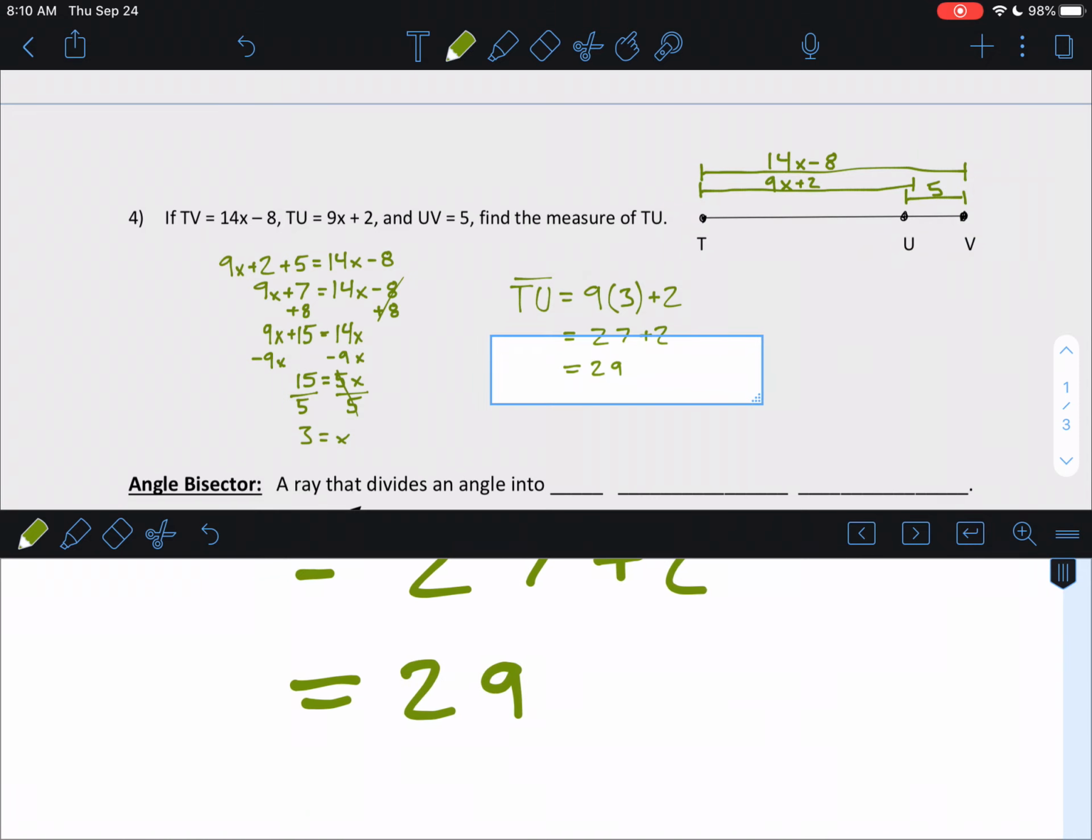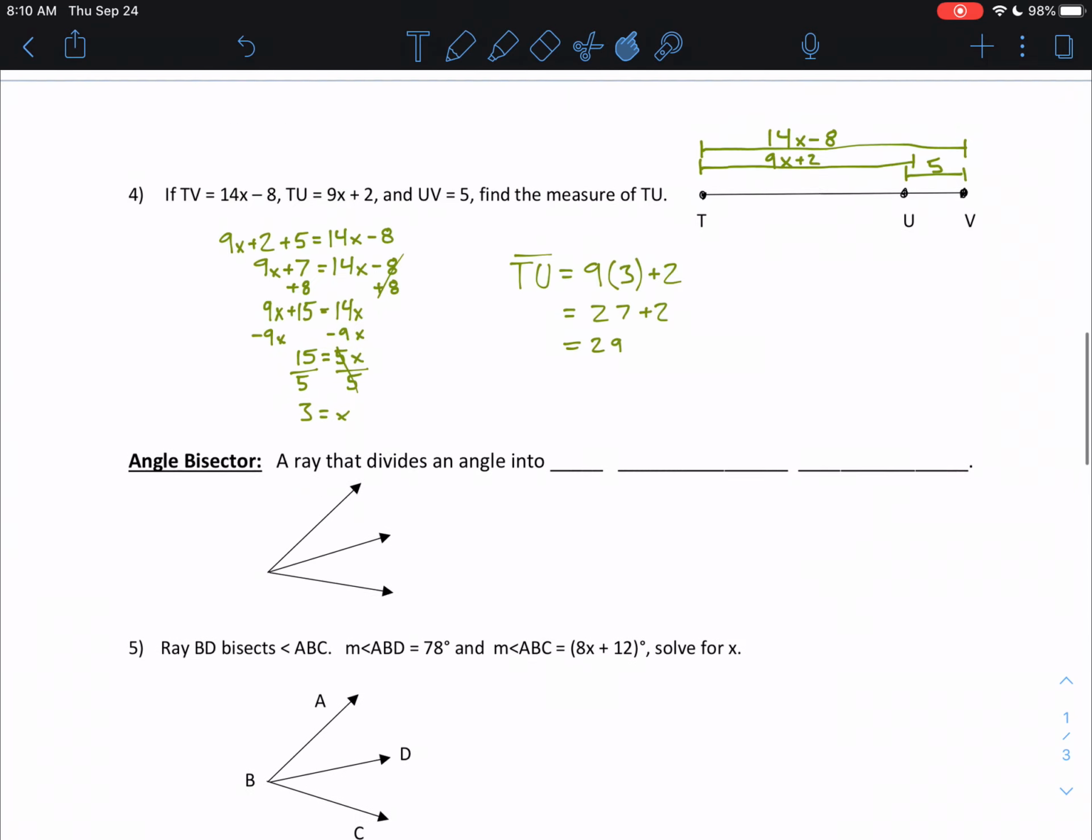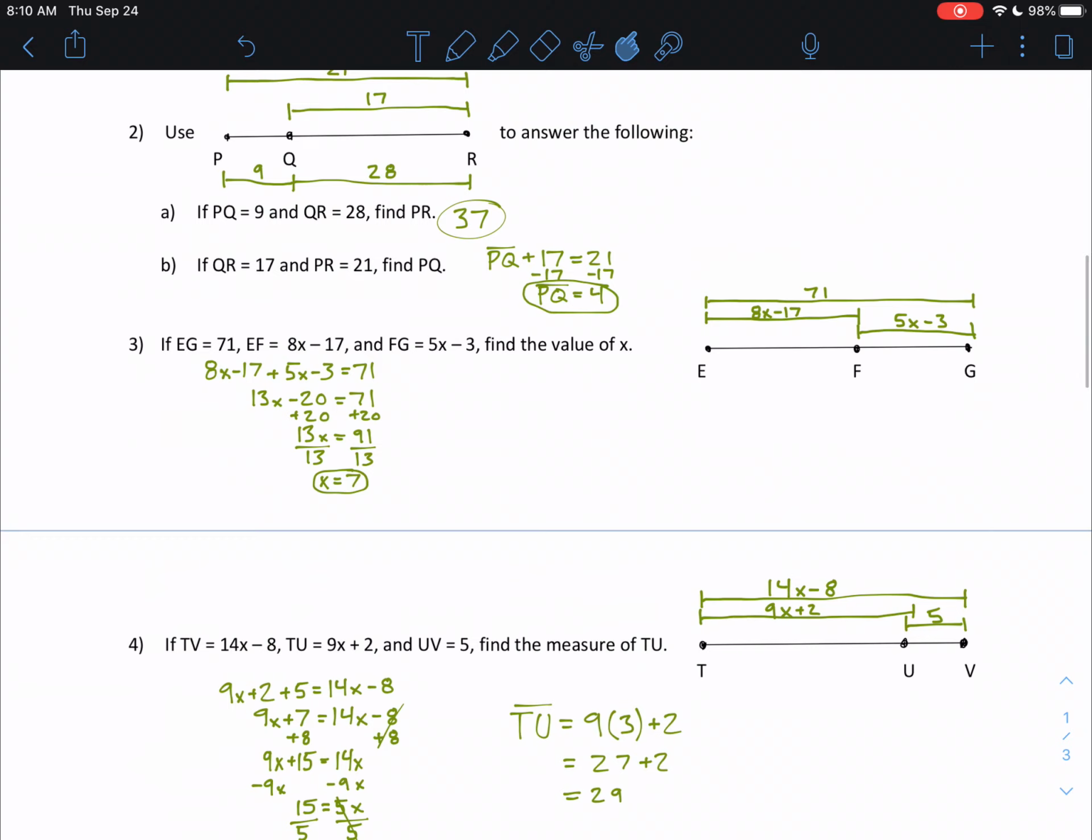So that is all of today's notes. We will get into the angle bisector stuff, which you can see here, tomorrow in class. So please take these notes. I mean, if you've gotten this far, you've probably taken the notes. But yeah, and then work on the segment addition postulate practice worksheet, which I have left in Schoology. Yeah, keep up the good work, guys. Thanks.